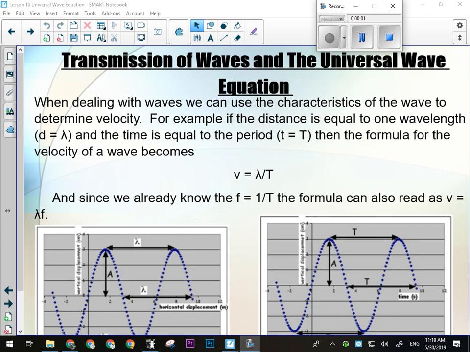All right, so yesterday we were talking about the universal wave equation, and the relationship between the speed of a wave, the frequency of a wave, and the wavelength of a wave. Which one of those three things can't change? Right, the frequency of a wave can't change, which is why we have the formula that we have. Okay, V equals F times lambda.